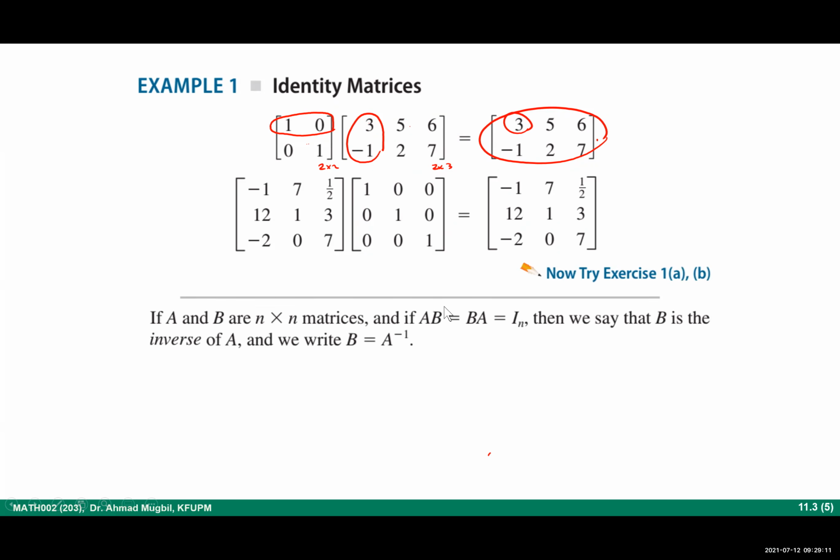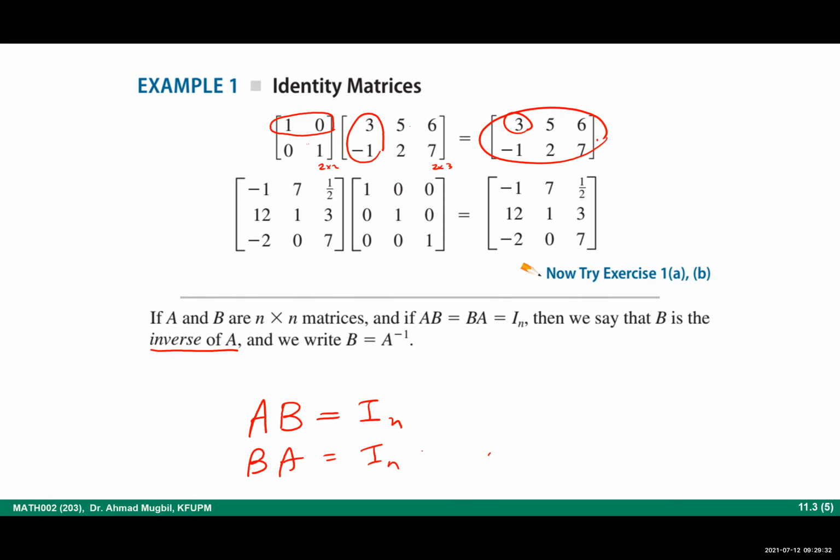Now, we are here to talk today about inverses. What is the inverse of the matrix? What is the inverse of A? In fact, you have a matrix A. The inverse of A is another matrix, B. When you multiply them, you will get the identity, from the right or from the left.